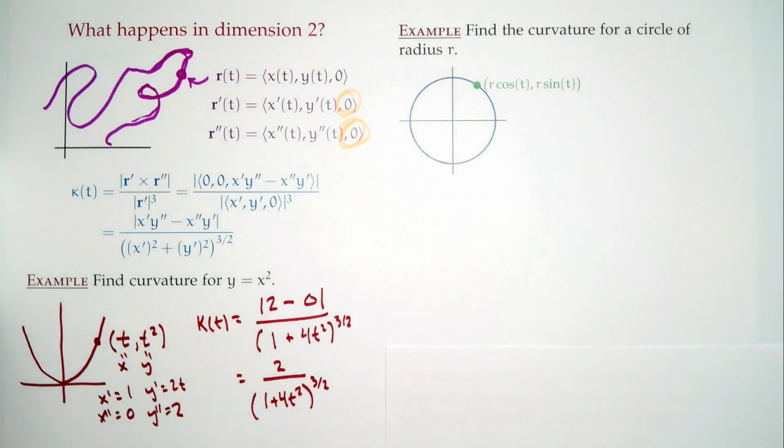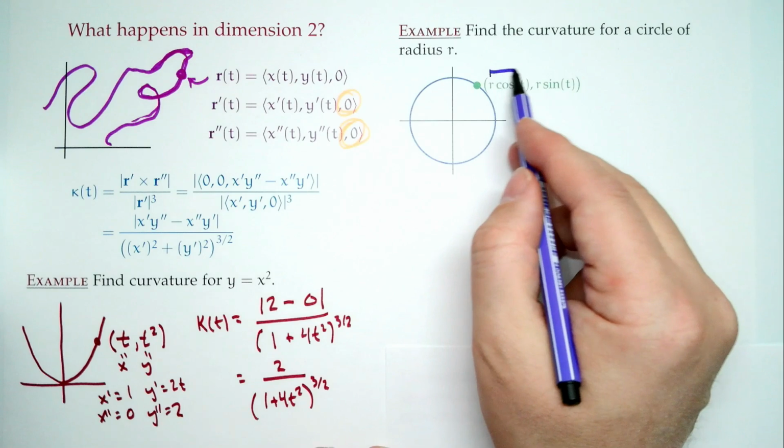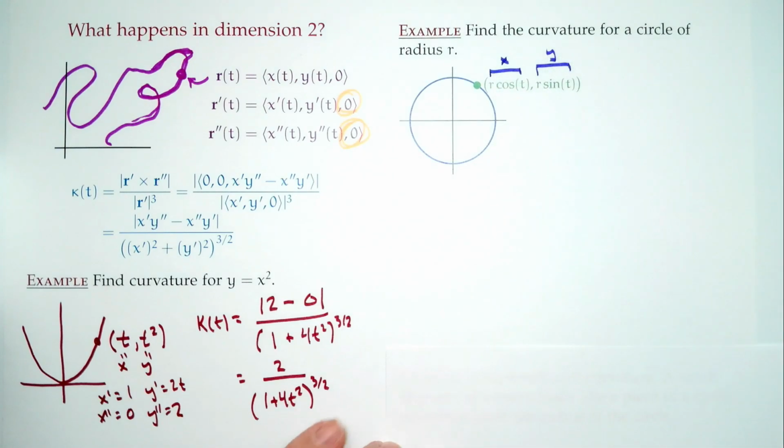All right, well, so I have these expressions here. So let's work out what will happen. r cosine t is my x, r sine t is my y, and I have this here in the plane.